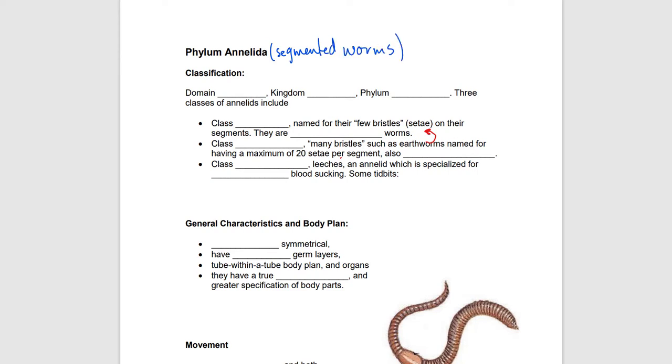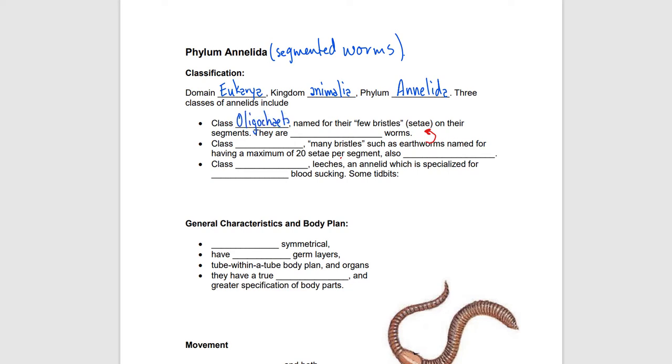All right. If you think about the classification, just for practice and review, we are in domain Eukarya, which we are for every single animal. We are in kingdom Animalia, again the same kingdom for every single animal. But at this point we're in phylum Annelida, which represents segmented worms. The 3 classes of annelids include what are called Oligochaeta.